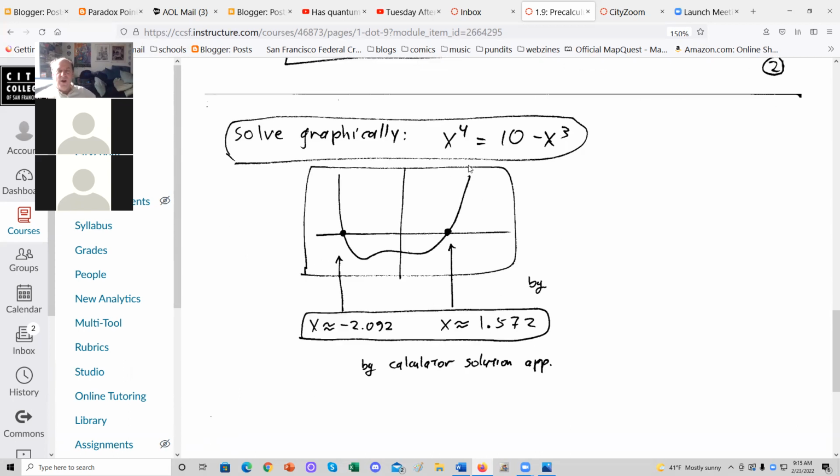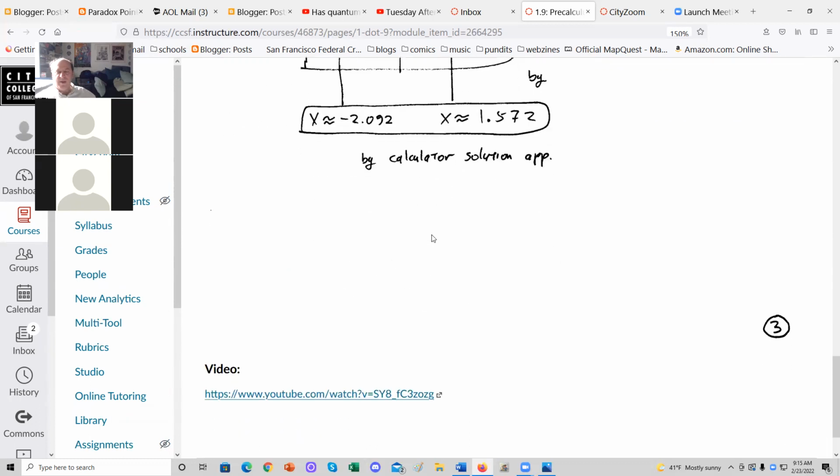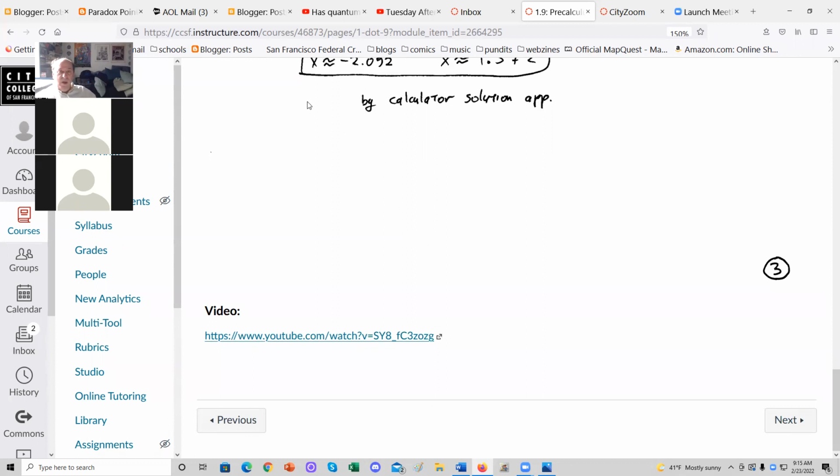Anyhow, what you do is graph y equals x to the fourth minus 10 plus x cubed and find when it equals 0. So you get this curious looking graph with a kind of a bump in the middle here. And it crosses the x-axis here and here, at x equals -2.92 approximately, and x equals 1.572 approximately.